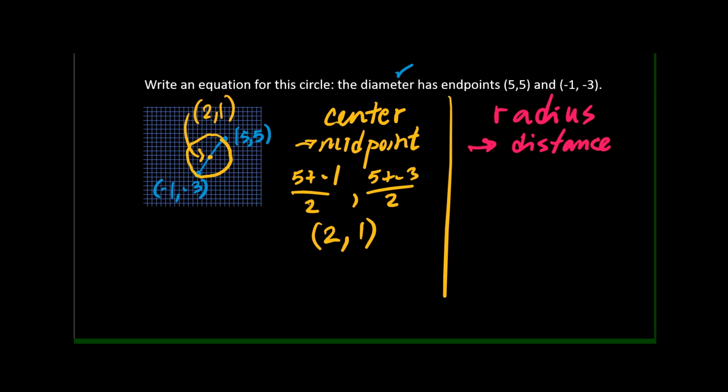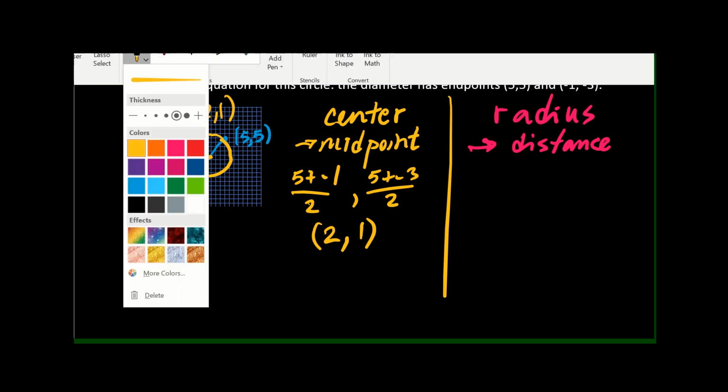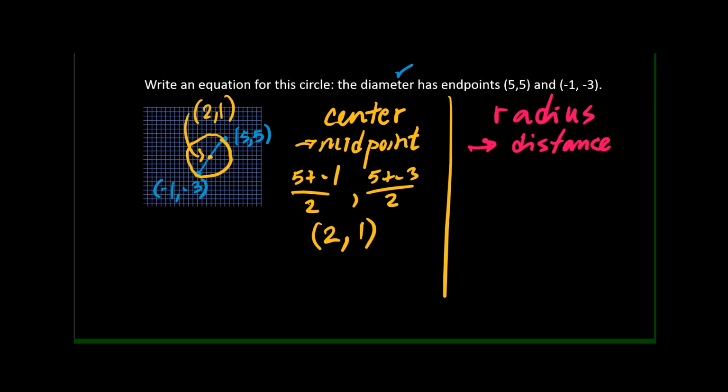Okay, what about our radius? Our radius is going to need 2 points. And we have a choice of (5, 5) and (-1, -3). I'm going to avoid those negative numbers. So I'm going to use (5, 5). And then I'm going to bring in my center here. And what is the distance between those 2 points?